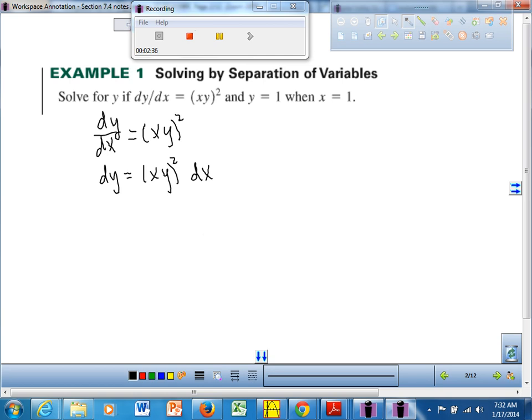Well, can we distribute the square to x and y together? We should put x squared y squared, yes. So we can move things. We want dy equals x squared y squared dx. Remember, our goal is to get y's with dy's and x's with dx. So what shall I move now? Y squared, yes. Divide by y squared.